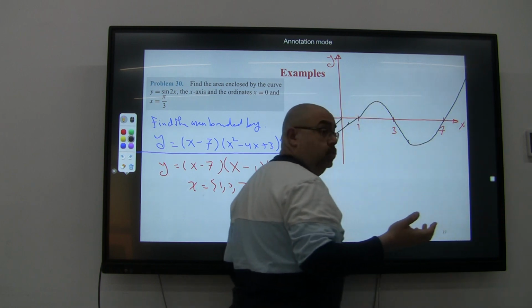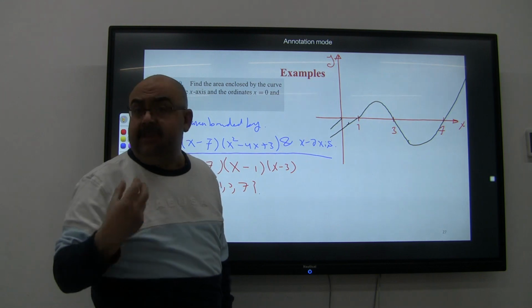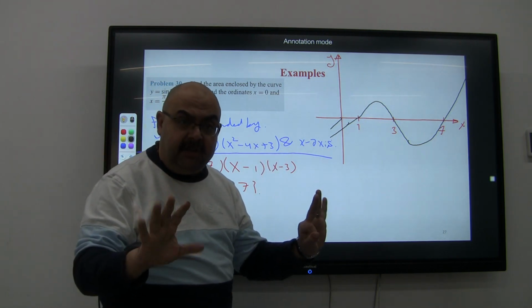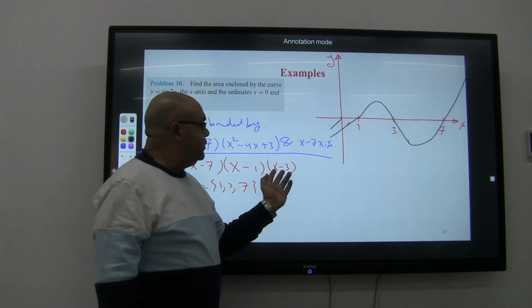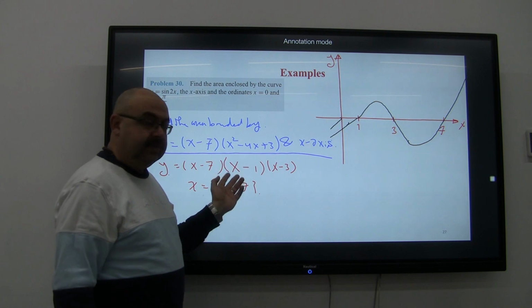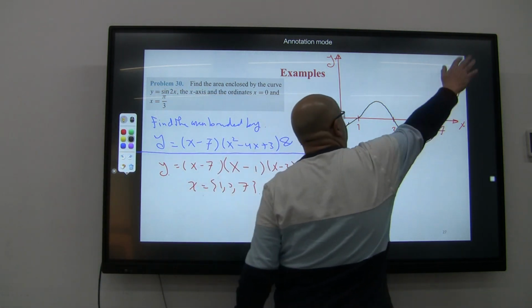If you want to be sure about this, try to take any number greater than 7 and simply by logic start substituting. Let's say 8 as an example. This bracket is going to be positive. This bracket also will be positive. And the final one will be positive. So the function actually will go this way.